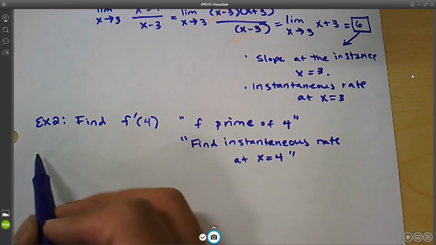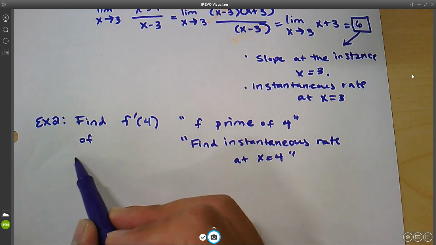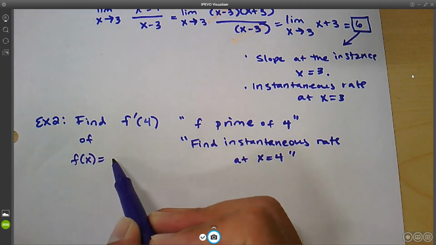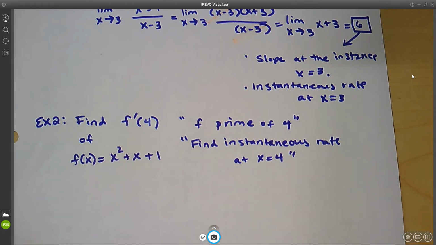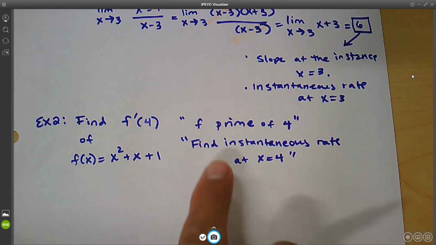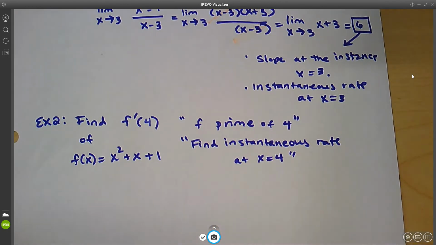They'll give you an equation. So this time, let's make the equation harder. Let's still just do an x squared, but we'll do x plus 1. It's multiple pieces. Find f prime of 4. You should be thinking they want me to find the instantaneous rate of change at one moment.